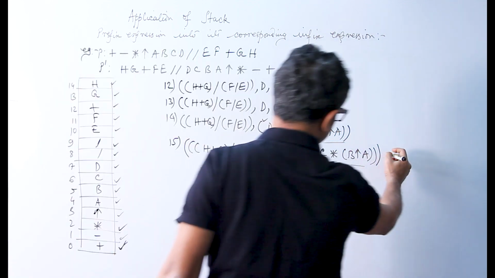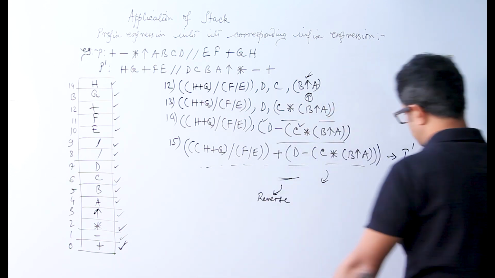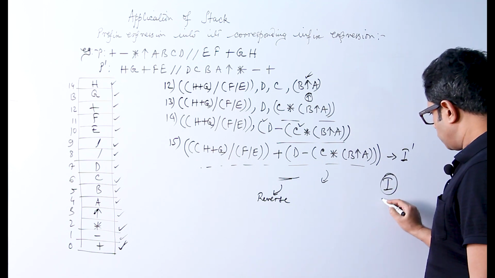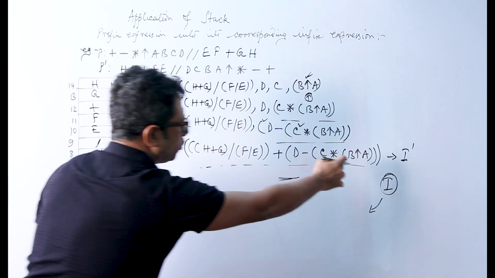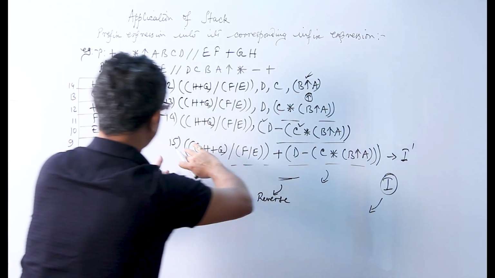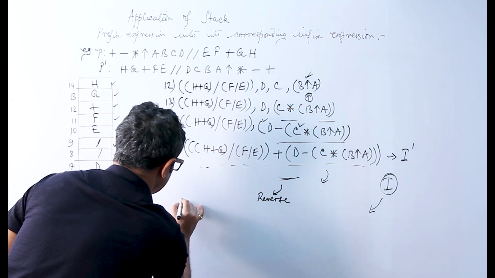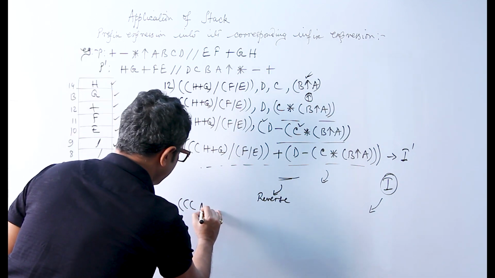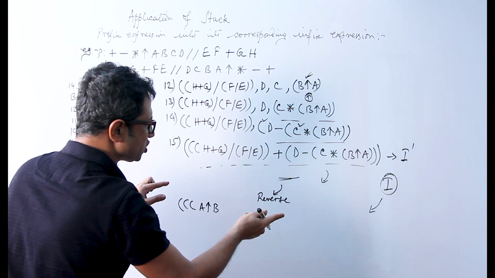Suppose this is the infix expression I dash, and this will be converted into the final infix expression I, which will look like this. I will just write it down below. It will look like this. This closing parenthesis will become an opening parenthesis, and the opening will become a closing parenthesis, and so on. So let us revert it like this. 3 closing parentheses mean 3 opening parentheses. Then comes A, then exponentiation, then B, that is A exponentiation B and not B exponentiation A.